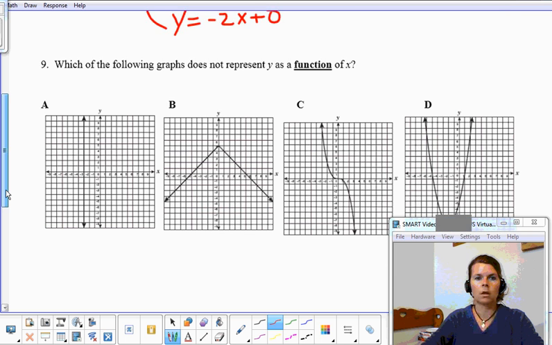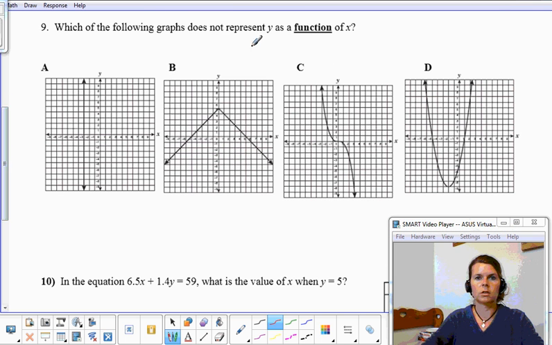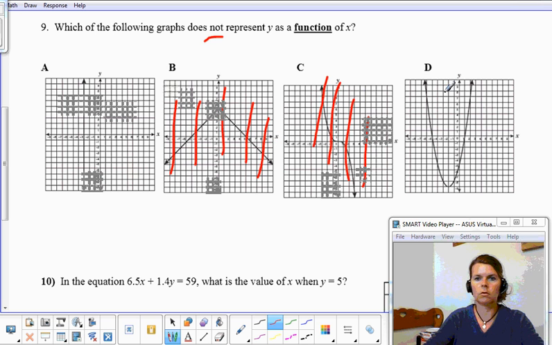Okay, which of the following graphs does not represent y as a function of x? So which one is not a function? We'll do the vertical line test. This can only cross once anywhere I go. This one can only cross once no matter where I go. This one can only cross once. And really, all of these, hopefully, you know now, these are all parent functions. But look at this one. If I draw a vertical line, it crosses it infinitely many times, and it can only cross once.